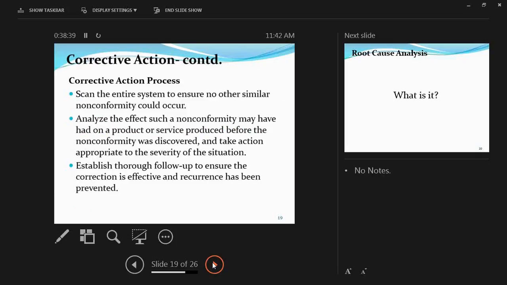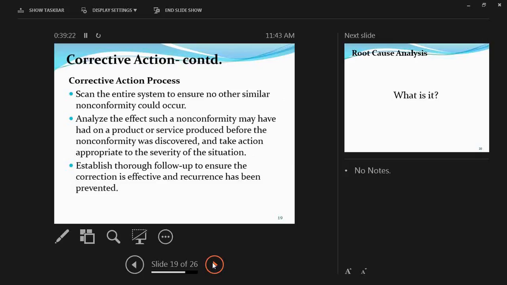What does the corrective action plan entail? An effective corrective action procedure requires auditors to, number one, scan the entire system to ensure no other similar nonconformity could occur. Whereas correction is purely specific to the problem identified, whereas in corrective action, the auditee is supposed to scan the entire system to make sure no other similar nonconformity could occur.